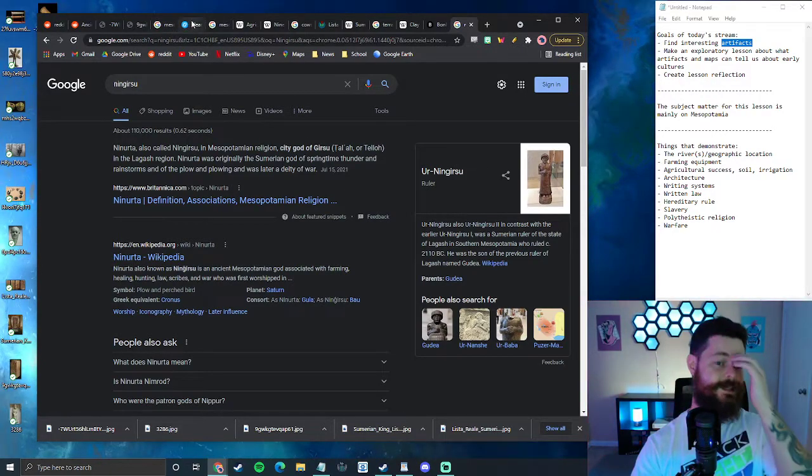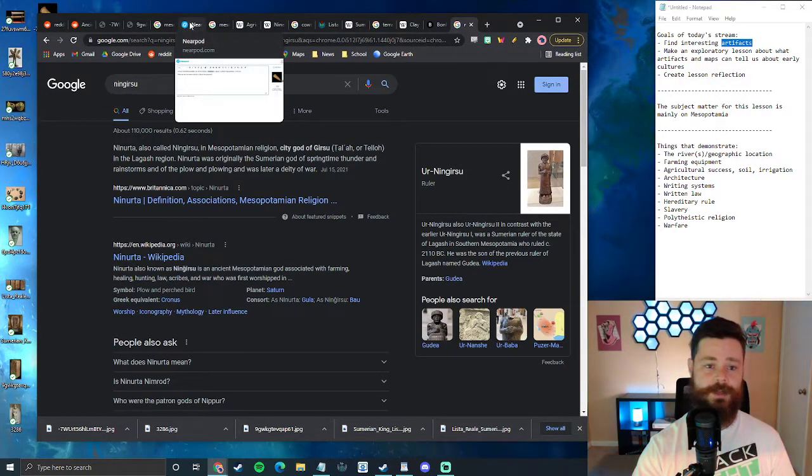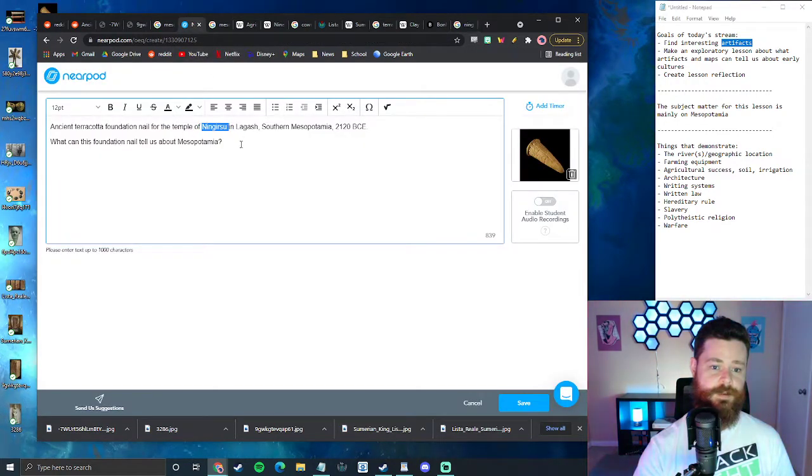So when we get to that, we could maybe say that they like to inscribe things or dedicate things on actual temples. Or maybe they could even just say, I know that this is a foundation nail for the temple of Ningirsu, we know that they had temples to their gods. So there are a lot of different interpretations that they could get from this, and we could explore a lot of different directions.